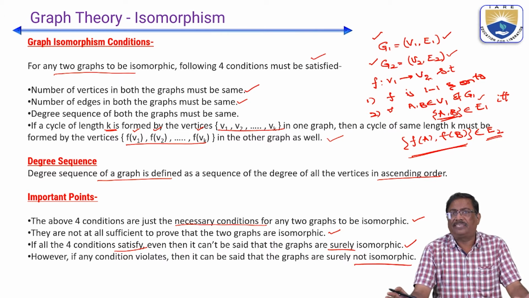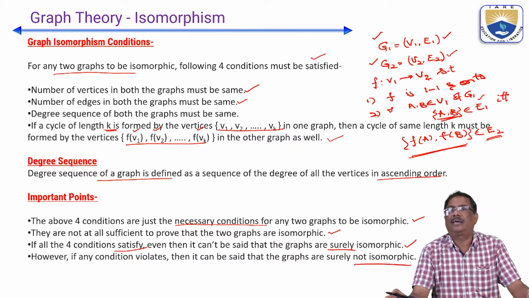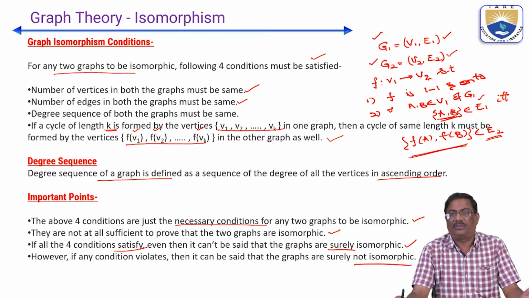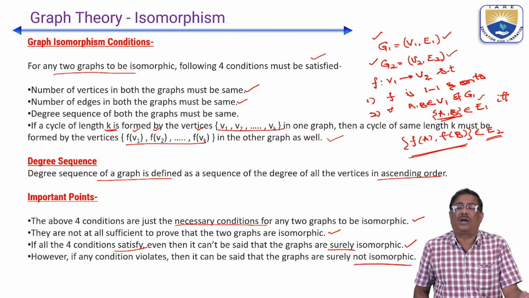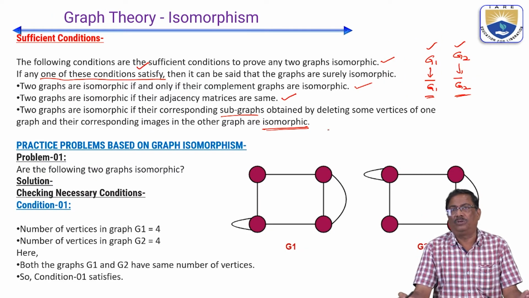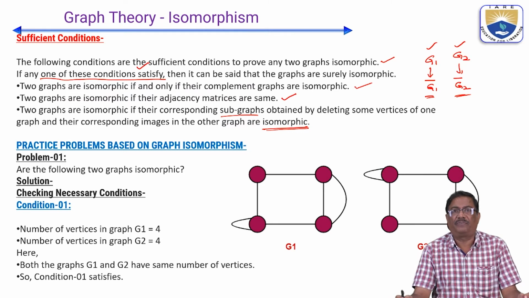So directly we can say that among these four conditions, if any one condition is not satisfied, then they are not isomorphic. In some cases, even if all four conditions are satisfied, the graphs may still not be isomorphic. So the sufficient conditions we have to verify. Sufficient condition means any one of these three conditions we are going to verify. If any one is satisfied, then we can say that the graphs are isomorphic to each other.